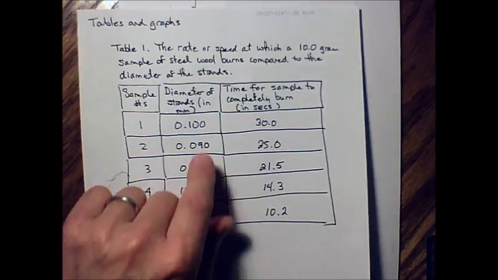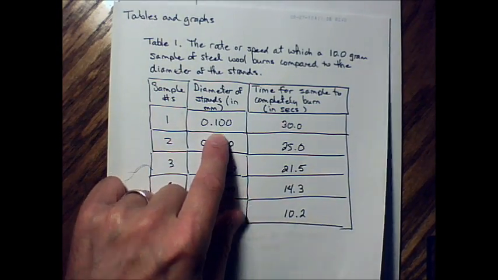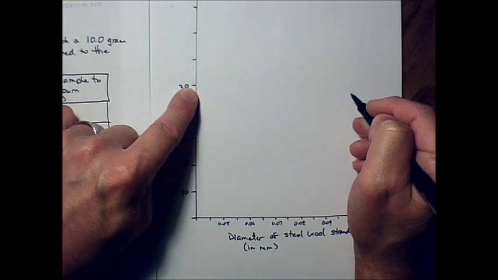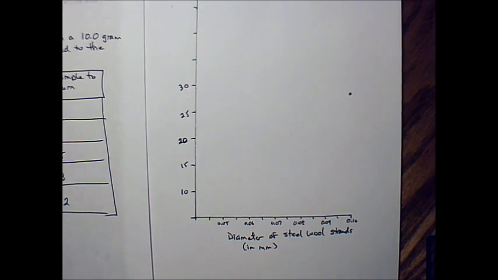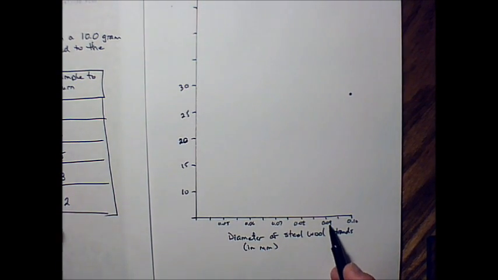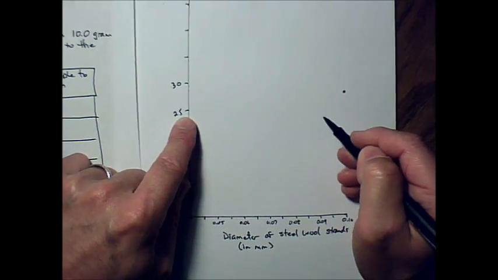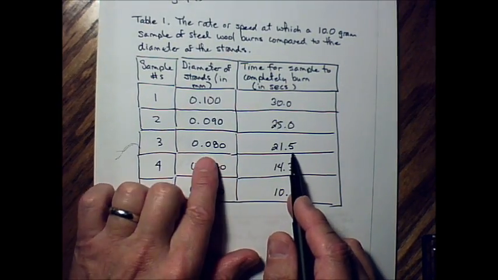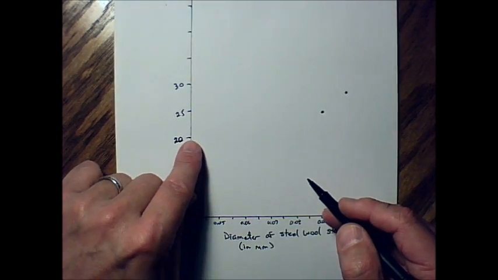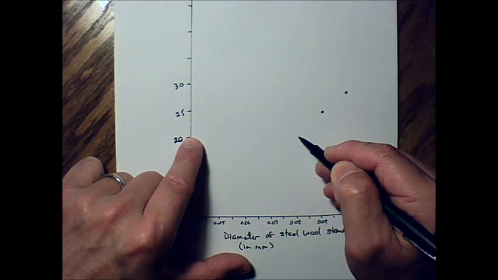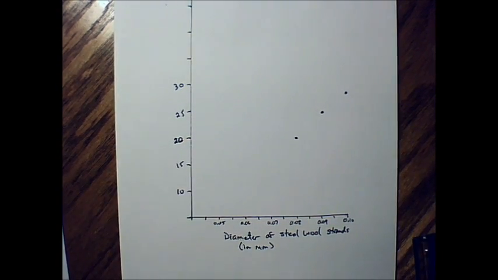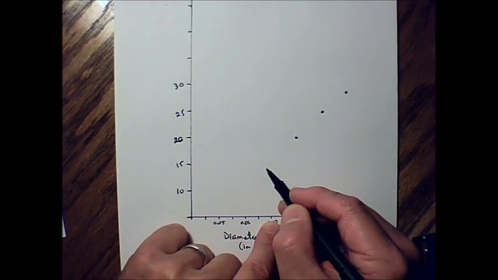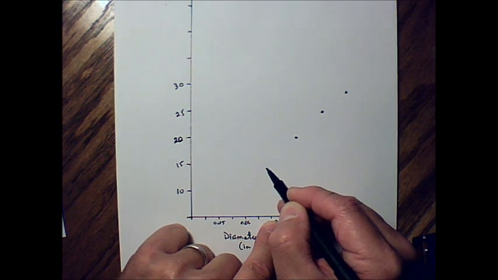All right. So looking at this, I've got 0.1 over here matching up against 30. So those two go right there. Okay. Here I've got 0.09 and 25, so that goes up about there. Then I got 21.5 and 0.08. So 21.5 and 0.08 is about there. 0.07 and 14 is about right there.